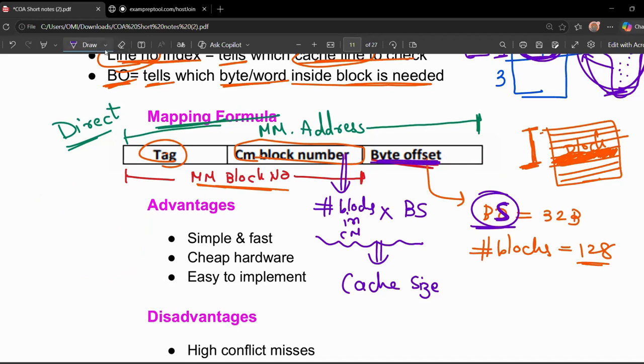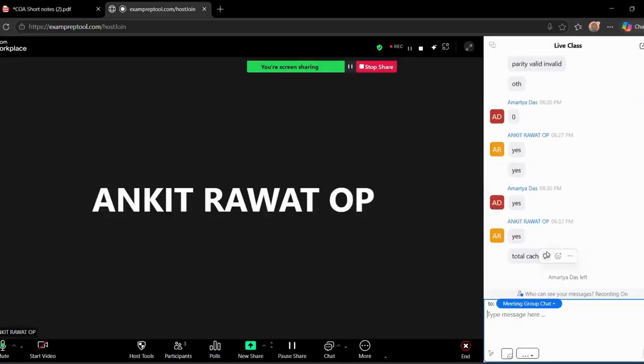Okay. So look here. This part, from here to here, will be your cache size, because this term gives me the total number of blocks in the cache memory. If I multiply the total number of blocks by the block size, then I can easily find the total cache size.